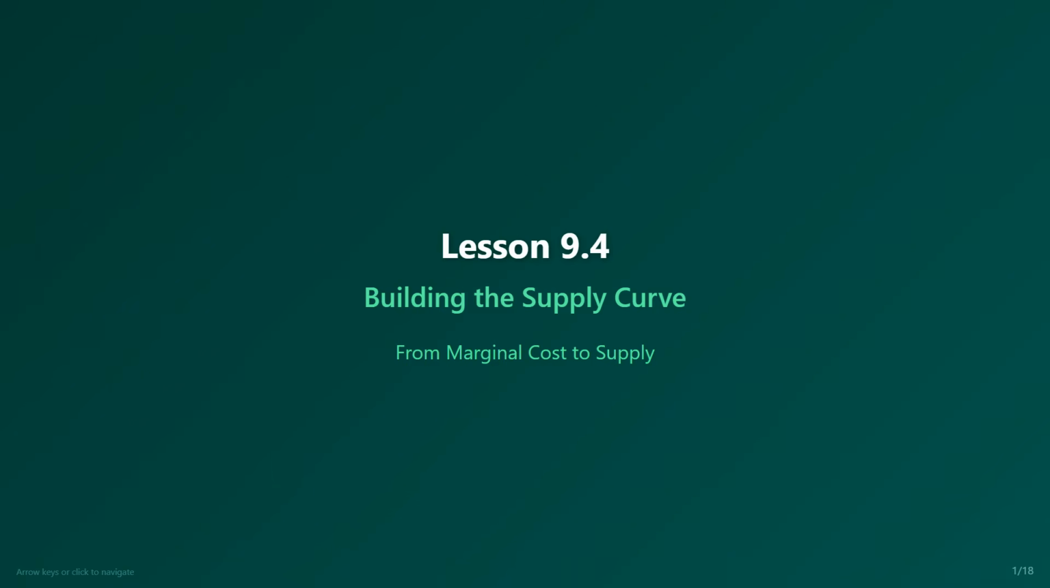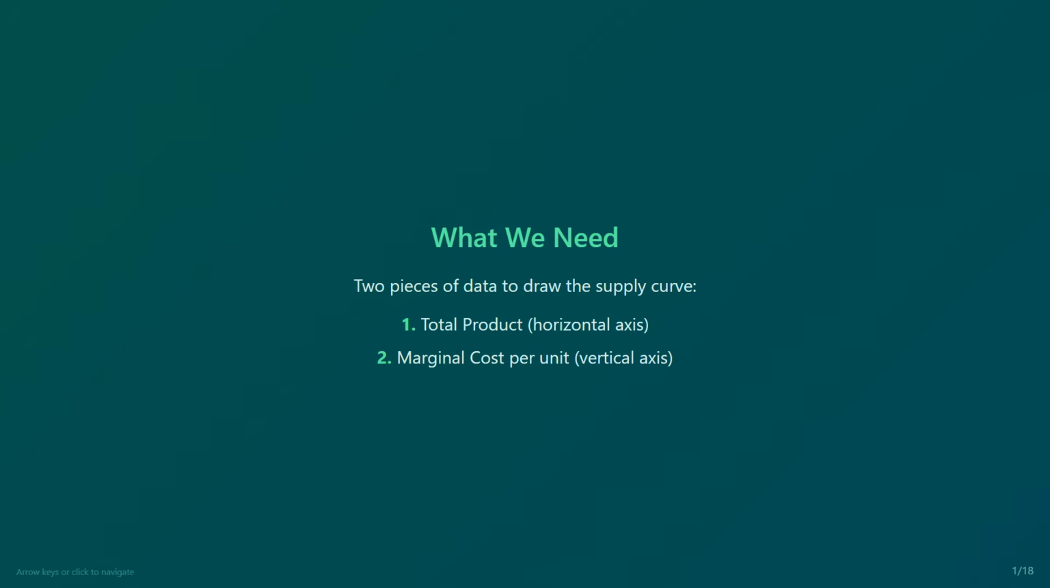Constructing the supply curve. In the previous sections, we learned how to calculate marginal cost, average cost per unit, and the rule that maximum profit is achieved when price, P, equals marginal cost, MC. Now, we will use all these tools to draw the supply curve of a producer in perfect competition. To draw the supply curve, we need two pieces of data.